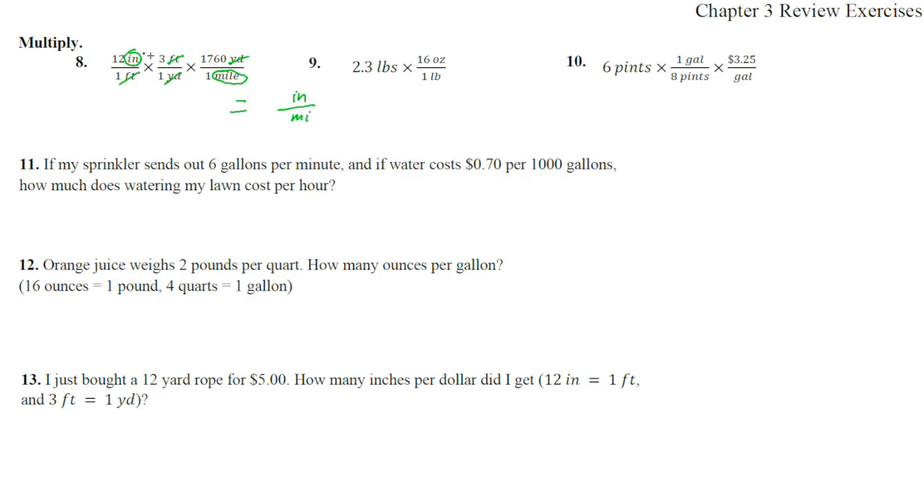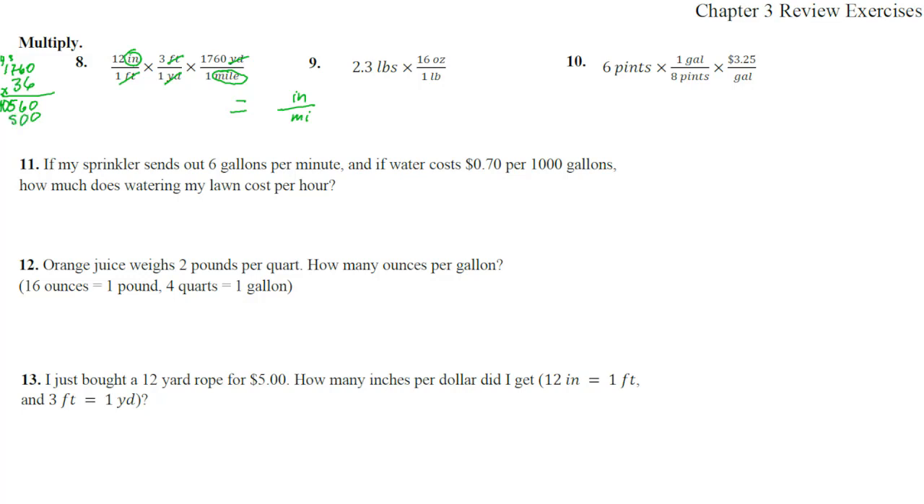So 12 times 3, we know that one is 36. And we have to times that by 1760. Whew, okay, let's do it. 6 times 0 is 0. 6 times 6 is 36. Carry the 3. 6 times 7 is 42 plus 3 is a 45. Carry the 4. 6 times 1 is 6 plus 4 is 10. So now 0. And then second row, 3 times 0 is 0.